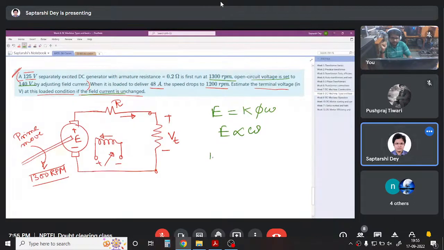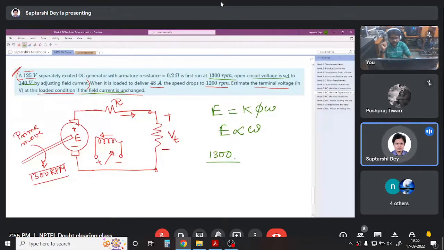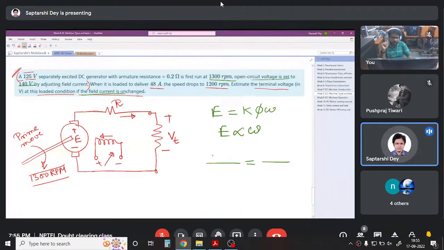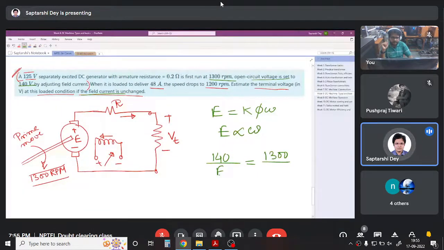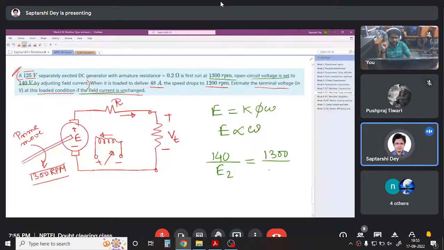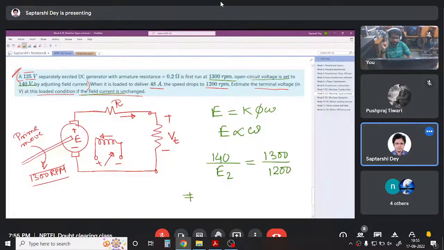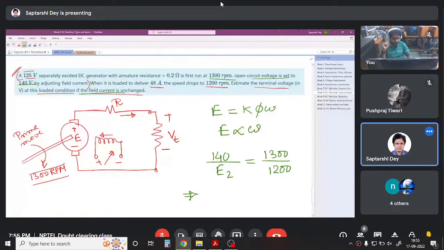We have to find out the EMF first, so as to find out the terminal voltage. So, let me write E on the left hand side. 140 volt came for 1300 RPM. How much EMF E2 will come at 1200 RPM? Can someone do it? Okay, I will do it.